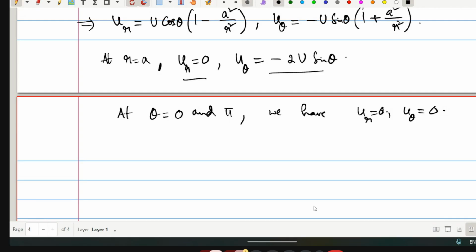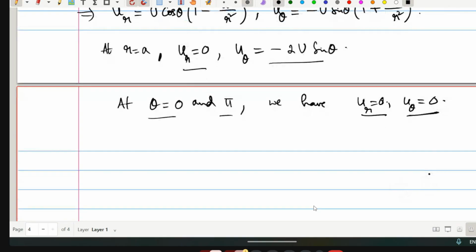So first we look at only one component. One component is 0 only on the surface of that circle, right? But at certain theta values, u_theta is also 0. So those are the theta values, theta equal to 0 and theta equal to pi. So these are your stagnation points, basically. We have two stagnation points, a comma 0 and a comma pi.